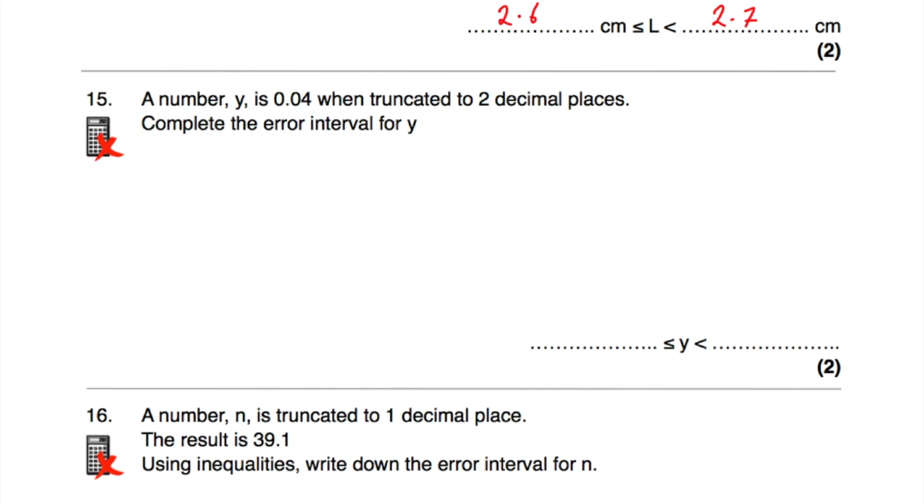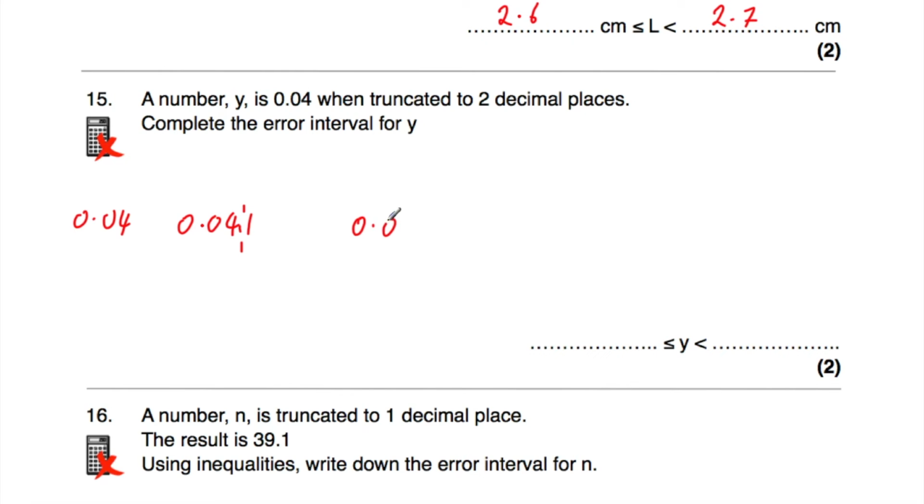Okay, let's have a look at our next question. So question number 15, a number y is 0.04 when truncated to two decimal places. Complete the error interval for y. So obviously it could have been 0.04, and if we truncate that to two decimal places, it would still be 0.04. It could have been 0.041, when we truncate that to two decimal places, it would still be 0.04.